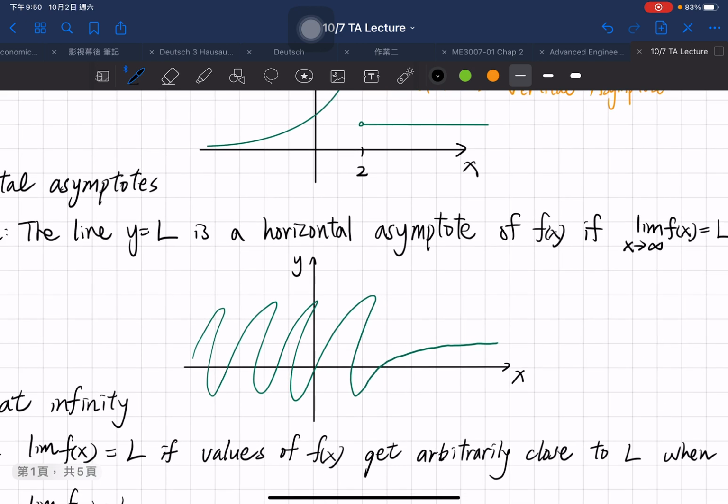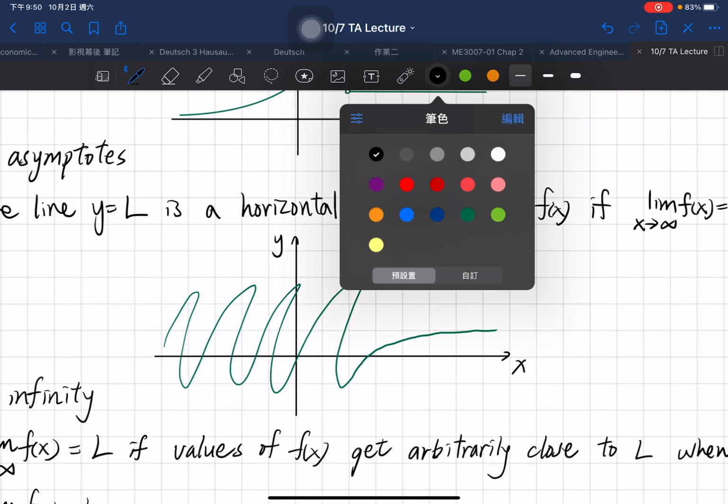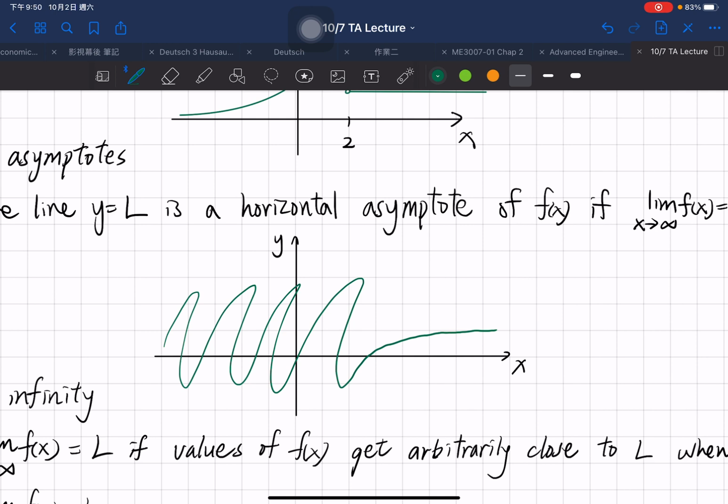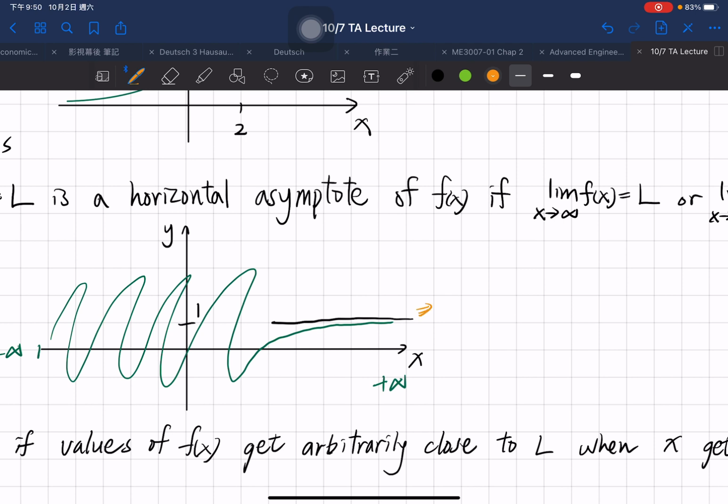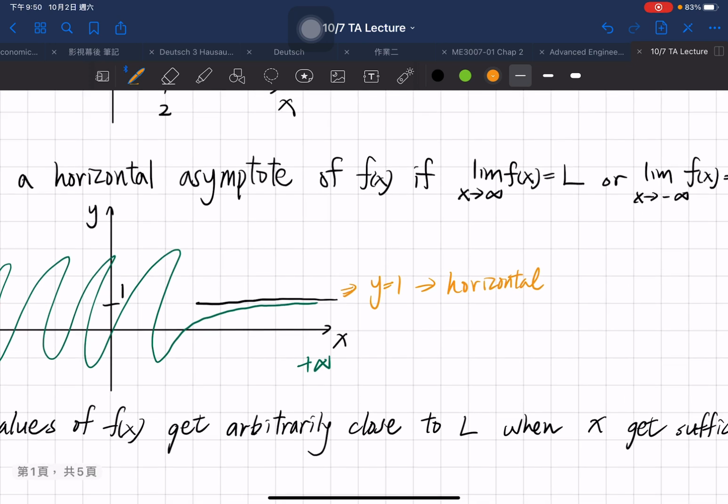Again, we look at the graph. Let's say the green function is oscillating from x in the minus infinity direction, and it just keeps oscillating all the way to positive infinity, approaching a line. Let's say this is y equals 1. So in this case, we will say that y equals 1 is the horizontal asymptote.